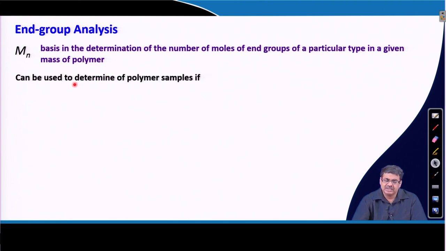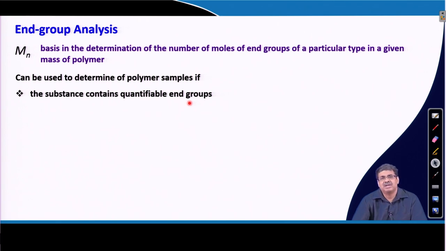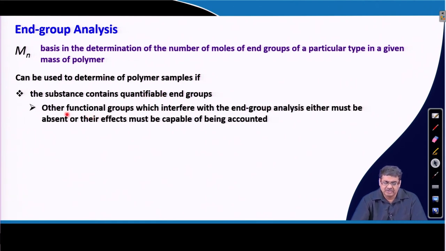So, it can be used to determine the molecular weight of a polymer sample if the polymer contains a quantifiable end group. In some cases, if we have end groups which we cannot quantify, then it is not possible. So, we need to have some mechanism or characterizing technique by which we can quantify the number of moles of end groups present. That may require that other functional groups which interfere with the end group analysis either must be absent or their effect must be accounted for.